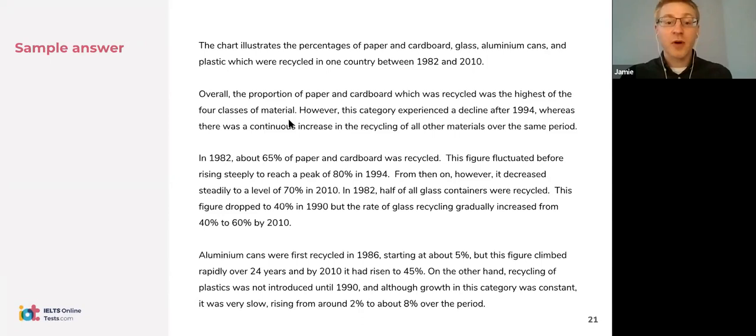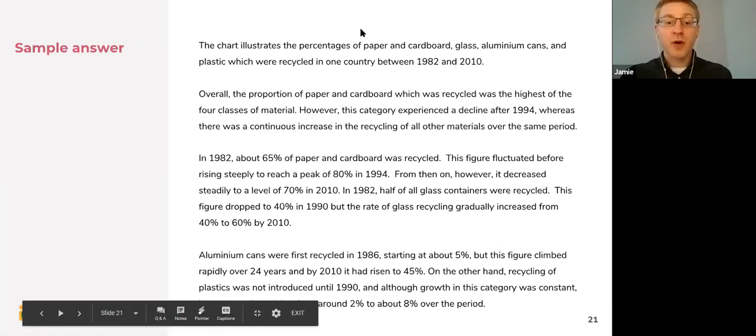So this complete sample answer is 194 words, so it's a little bit over the limit, but it's to give you a clear example of describing the key information in the graph. So thank you very much. That's all from my presentation. It's over to you now to ask any questions.